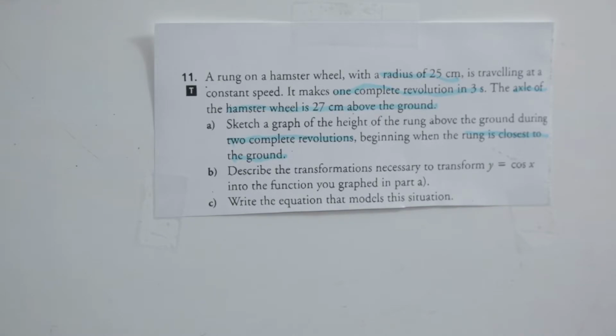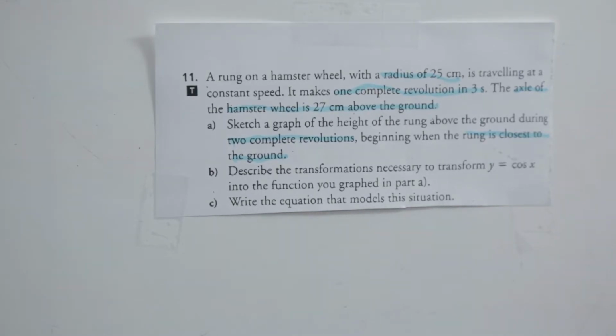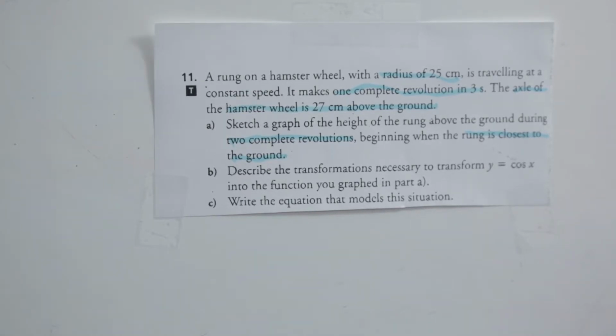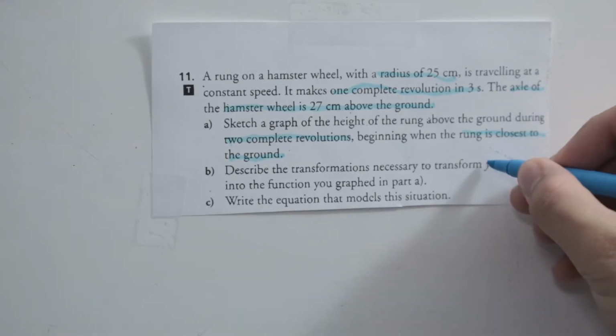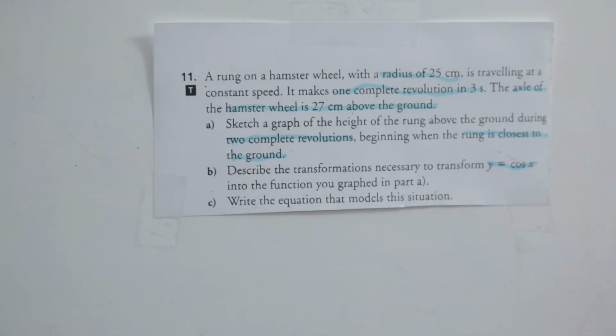11B asks us to describe the transformations necessary to transform y equals cos x into the function you graphed in part A. The only important part to this question is y equals cos x.